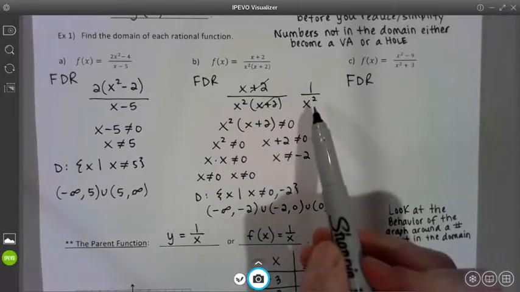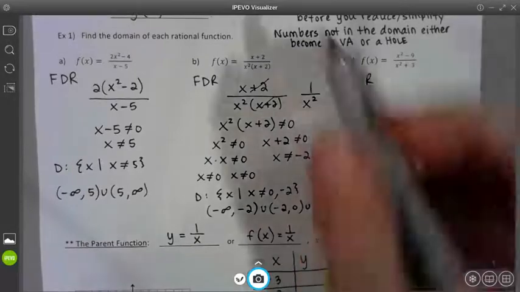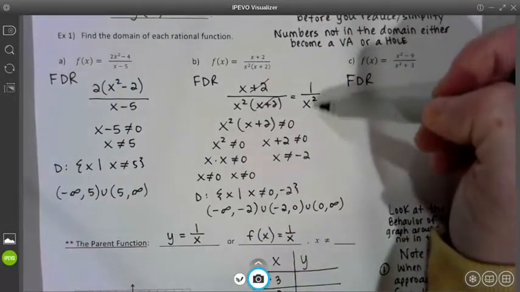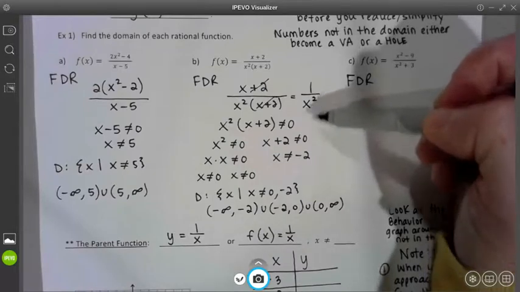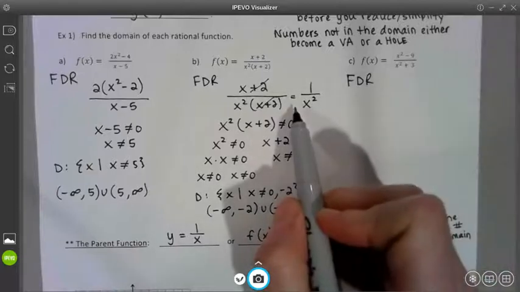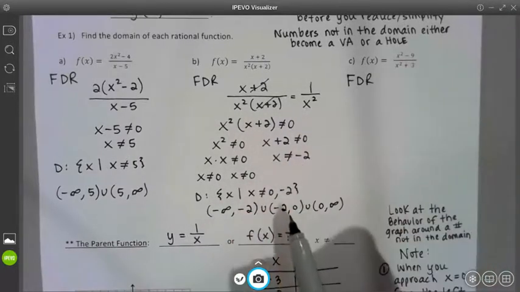Even though -2 doesn't look bad anymore, it still will forever and always be a bad guy. All right? But that just means for the rest of the problem, I could use this reduced function when I'm working throughout the problem, but -2 is still not in the domain. That's why you always find the domain before you reduce, because if you reduced first, you might not have thought -2 was not in the domain, and it's not in the domain.